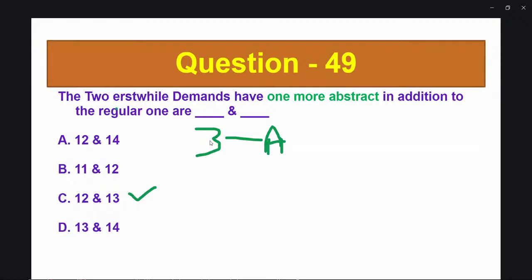This is only for demands 3 to 14. This applies not for 1 and 2, not for 15, not for 16.